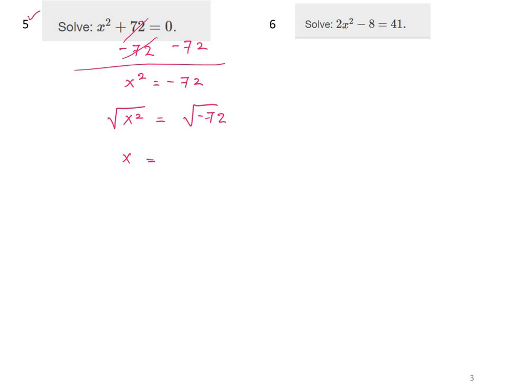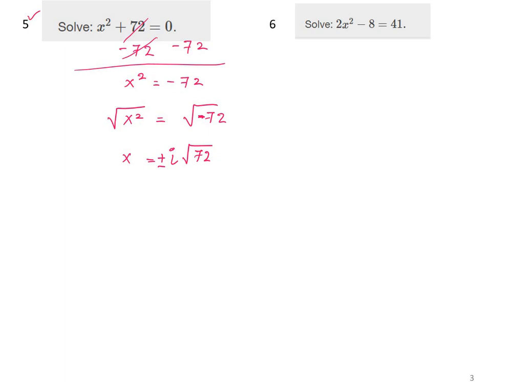And what about the square root of a negative number? The square root of a negative number means it is an imaginary number. So that will be i, the imaginary number, times square root of 72. Actually, it will be plus or minus, right? So that's the reason: if there is a negative sign inside a radical sign, then that will come out with an i symbol, right?